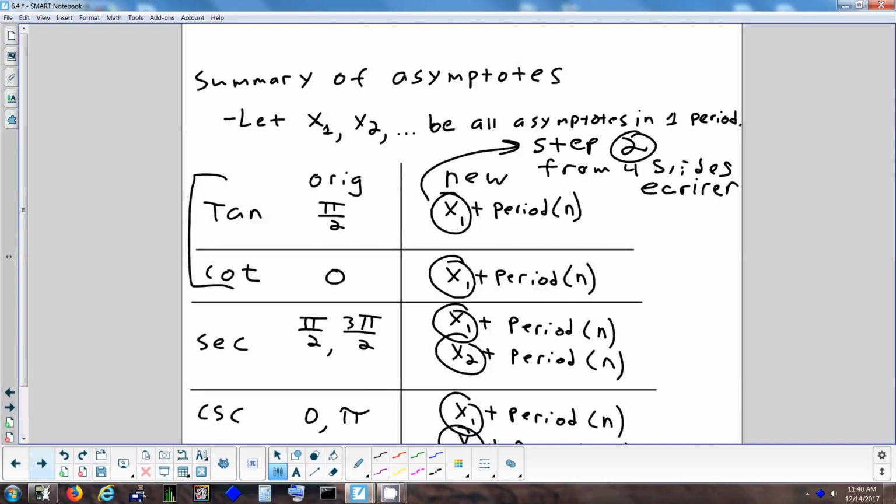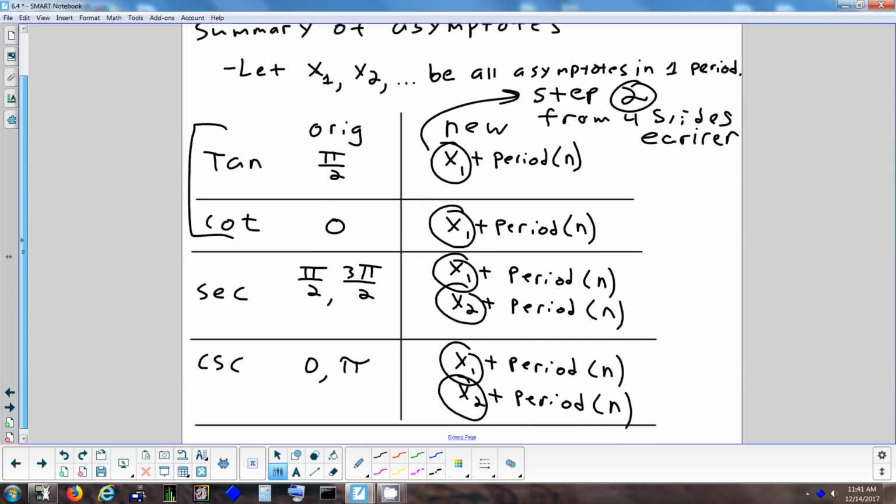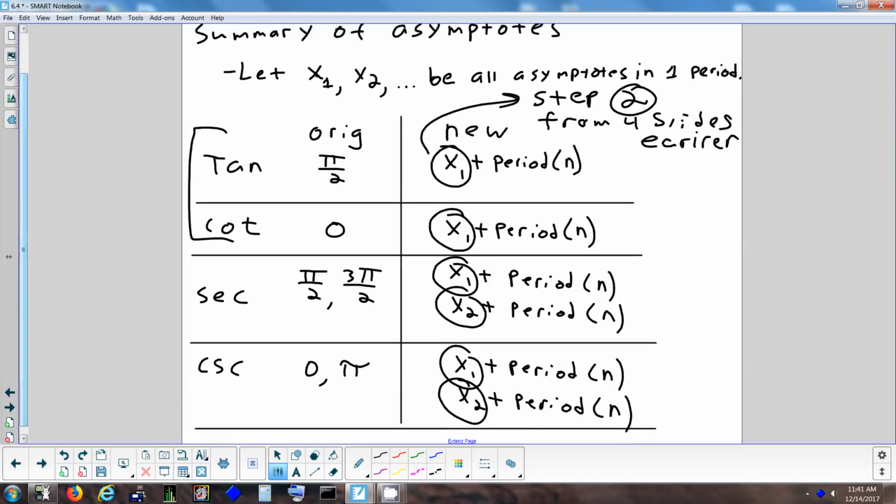Okay, for tangent and cotangent, you would only have to do step 2 once. For secant and cosecant, you're going to have to do it twice. Set the first one equal to your argument, set the second one equal to your argument. So you're going to have to do step 2 twice. But that's as simple as I can try to make it to find the asymptotes. Okay, these graphs are not as simple as sine and cosine. They are more complicated, so naturally it can't be as simple as sine and cosine, but that's the best we got.